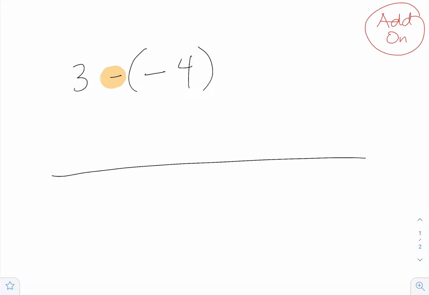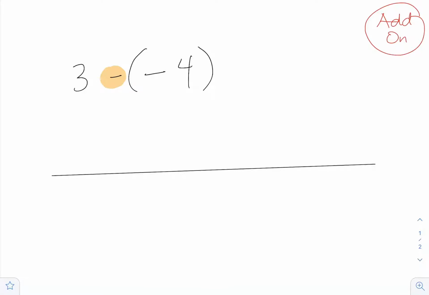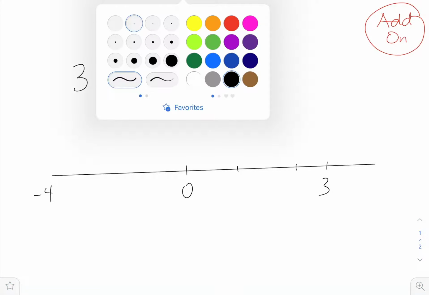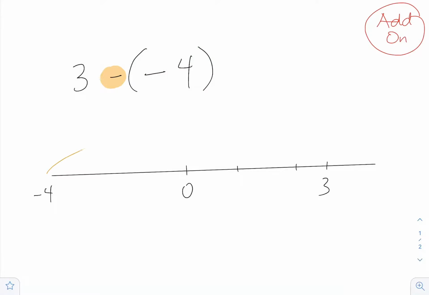If we use a number line, let's start with negative 4. We'll have 0, and we'll have 1, 2, 3. Well, let's say again, what can we add to negative 4 to get to positive 3? What we can do is add positive 4, add positive 3, and you end up with positive 7. Because again, we're adding on.